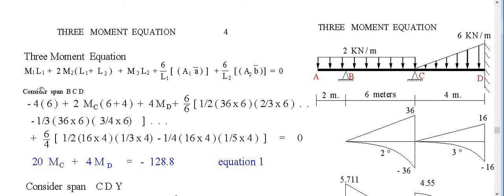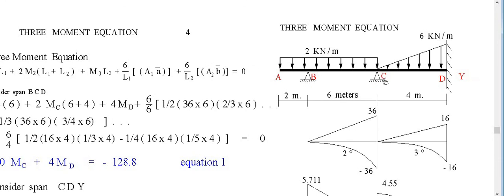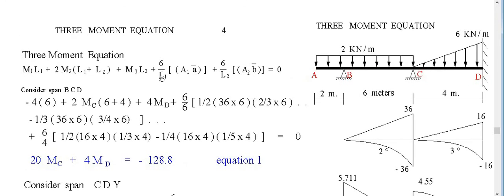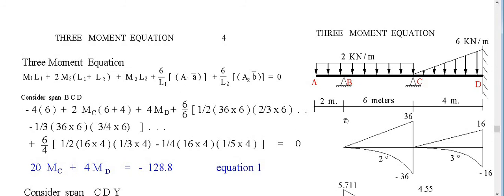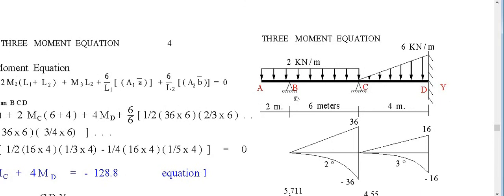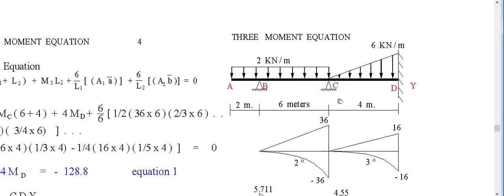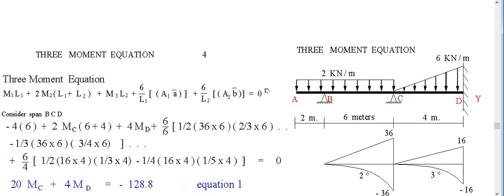M1L1, this is the moment on the left of this BCD. Now this three moment equation uses two spans at a time when we analyze this. So we have two unknowns, C and D. The moment at C and moment at D are the unknowns.